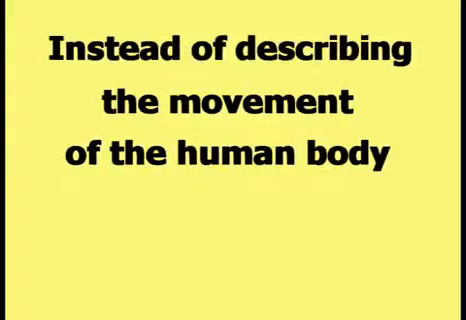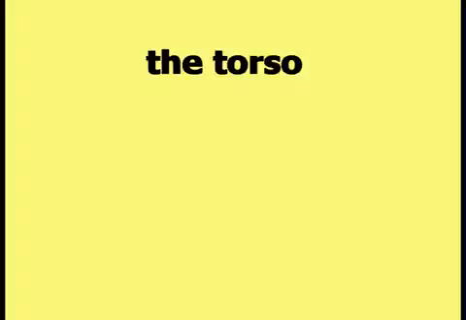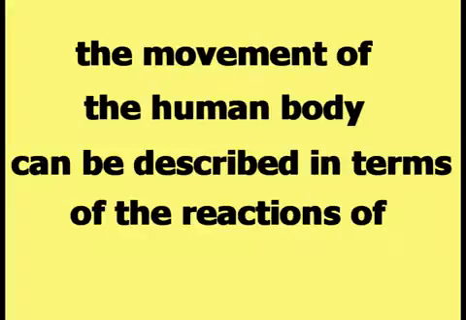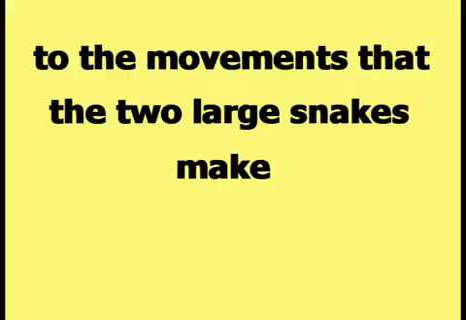Instead of describing the movement of the human body by describing the individual movements of the head, the torso, the arms, and the legs, the movement of the human body can be described in terms of the reactions of the arms, the legs, the torso, and the head to the movements that the two large snakes make.